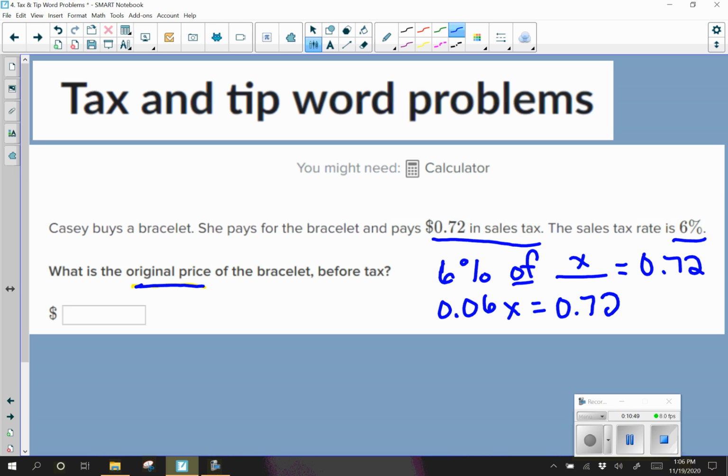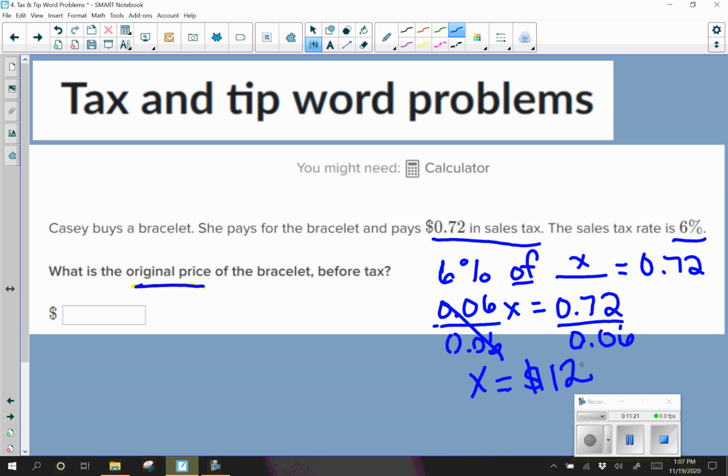And how do we get our variable by itself? By doing the inverse operation. So if I'm multiplying by 0.06, now we're going to divide by 0.06. And what we do on one side, we do to the other. So on your calculators, go ahead and divide 0.72 divided by 0.06. And that's going to give us our answer of $12.